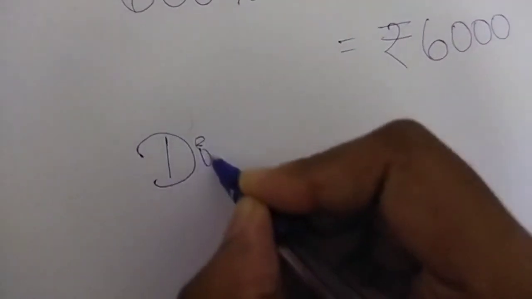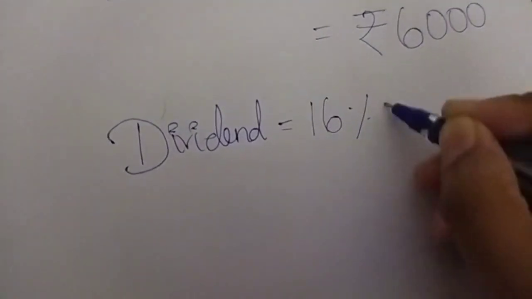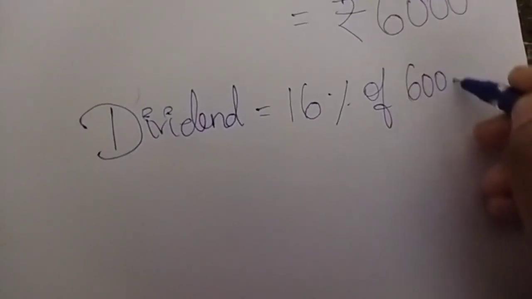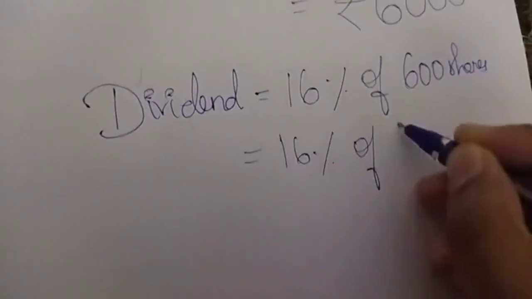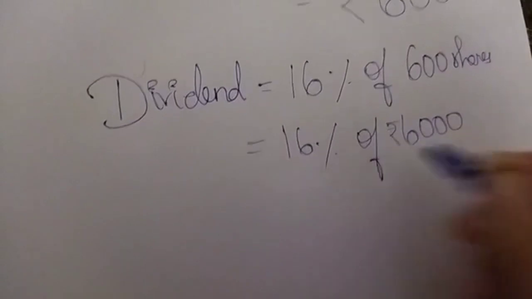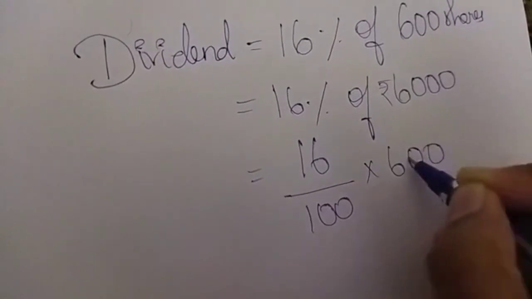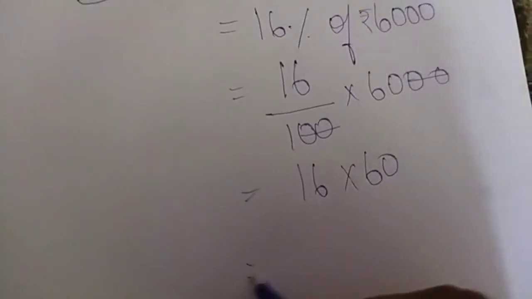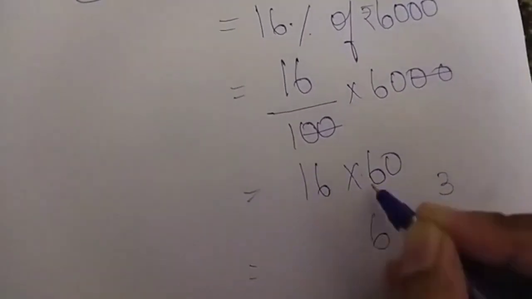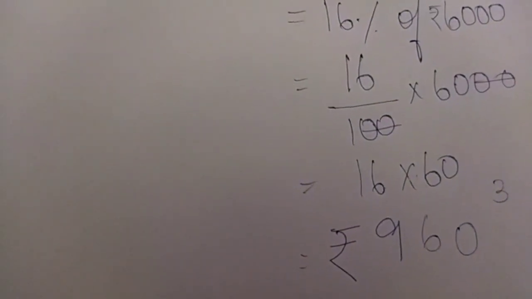So dividend is given as 16% of 600 shares, that is 16% of 6,000. 16% means 16 by 100 into 6,000. 0 gets cancelled. 16 into 60. 0, 6 sixes are 36, balance 3, 6 ones are 6 plus 3, 9, rupees 960. So the dividend they obtain from 600 shares is equal to rupees 960.